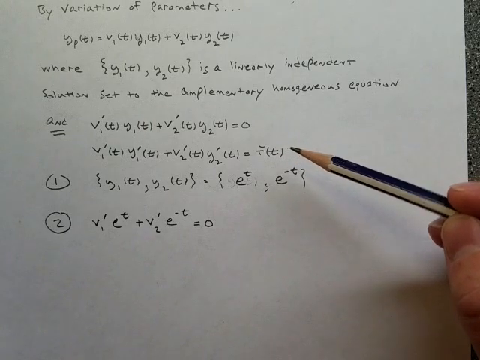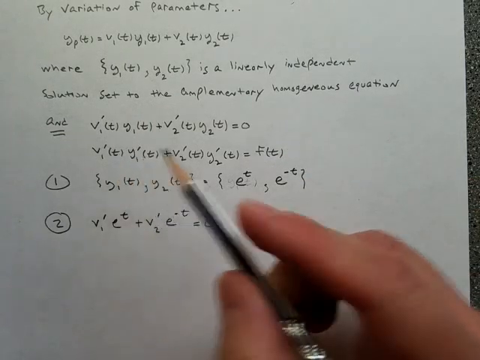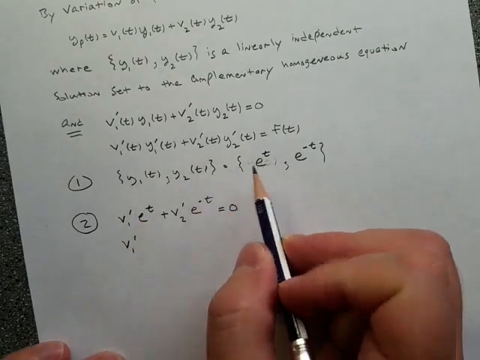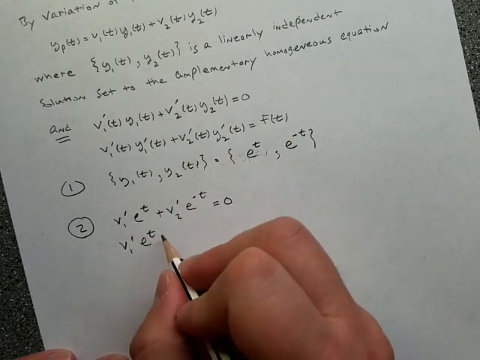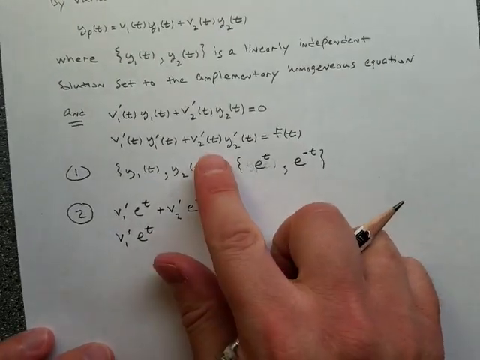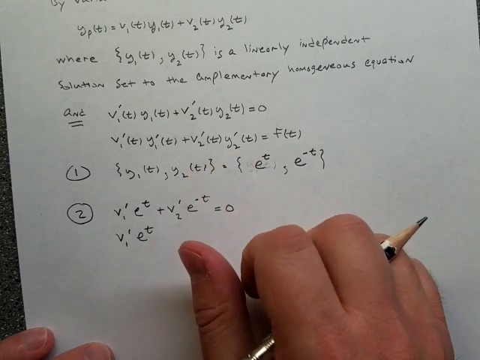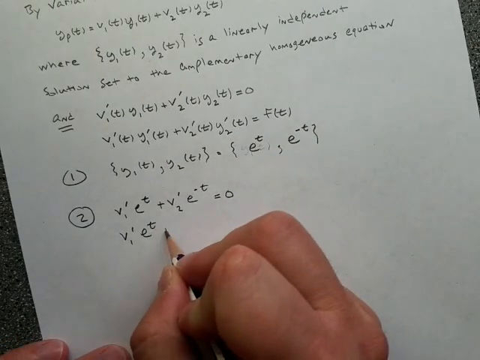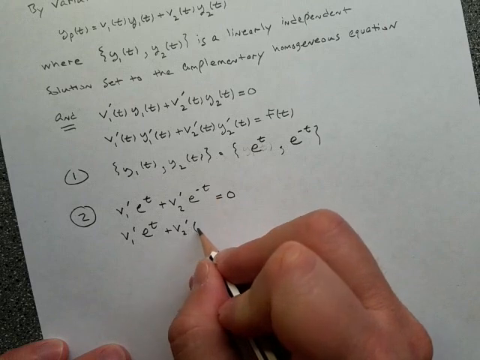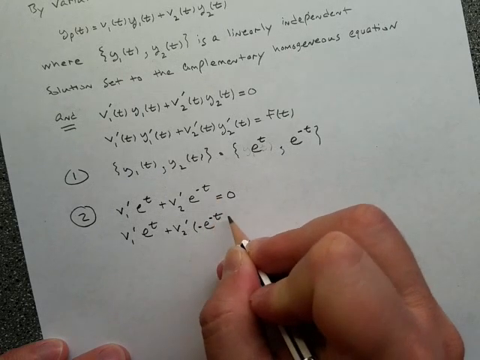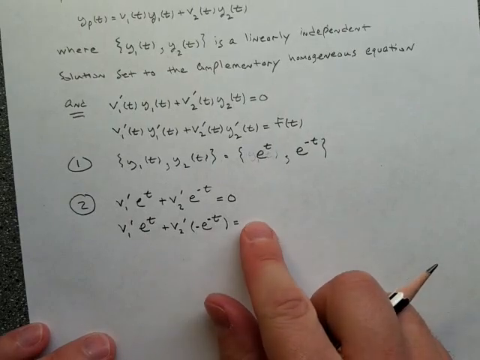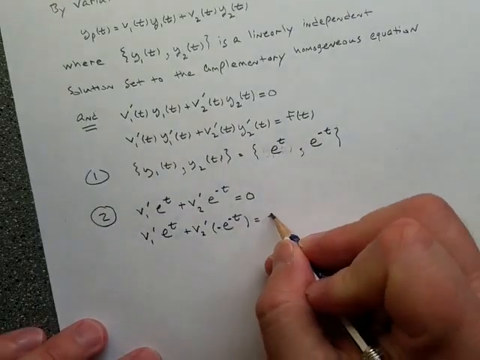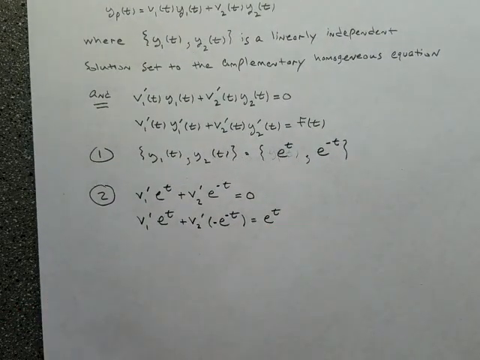And then the next equation in the system, v1 prime times y1 prime. What's the derivative of that? If that's y1, it's still e to the t. And then plus v2 prime times y2 prime. Well, if y2 is this, its derivative is negative e to the negative t. So v2 prime and a negative 1 times e to the minus t. This should be whatever that non-homogeneous element of our original problem is. And in this case, it's e to the t.